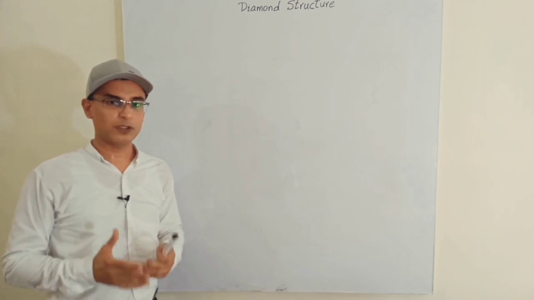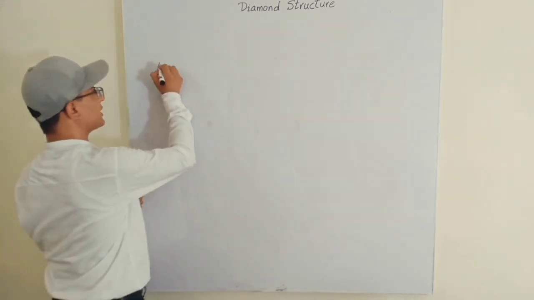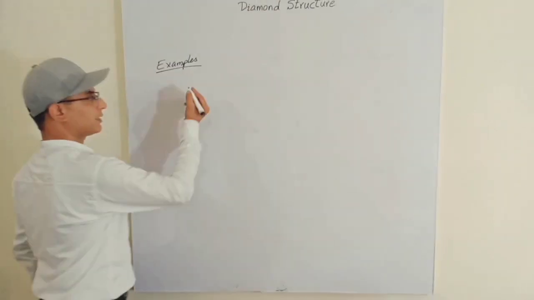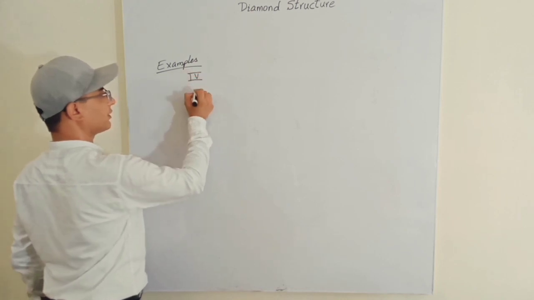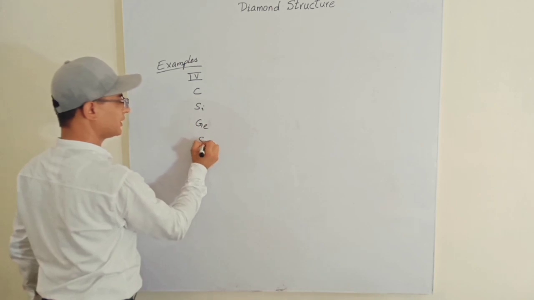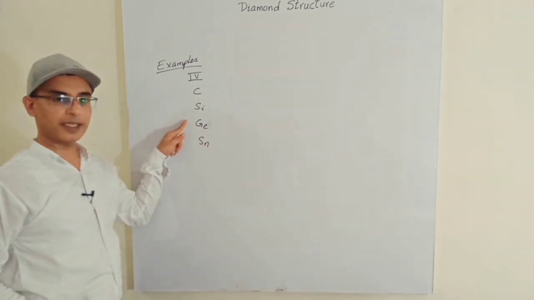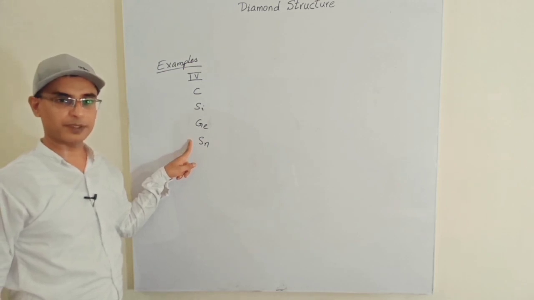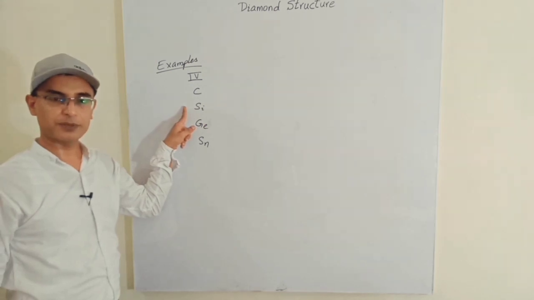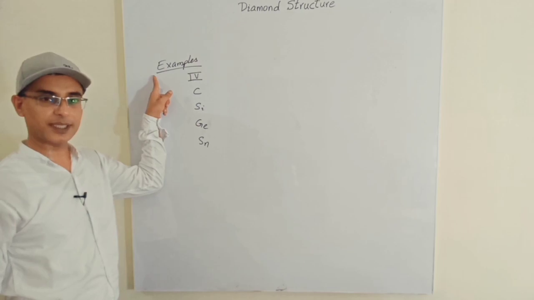Now at the end, we'll look at the examples of a diamond structure. Similar structures are also found in other elements. As I told you before, in group 4, the first element is carbon, then silicon, germanium, tin, lead, and so on. So all these elements in group 4 of the periodic table have the same structure, just like the diamond structure. So they also build up a structure similar to diamond.